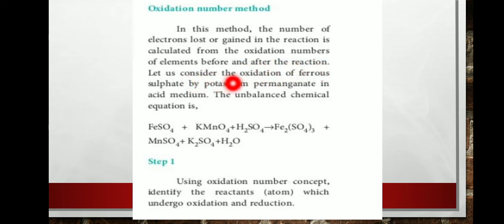Let us consider the oxidation of ferrous sulfate by potassium permanganate in acid medium. The unbalanced chemical equation is FeSO4 plus KMnO4 plus H2SO4 converted into Fe2(SO4)3 plus MnSO4 and K2SO4 plus water. Step 1. Using oxidation number concept, identify the reactants which undergo oxidation and reduction.